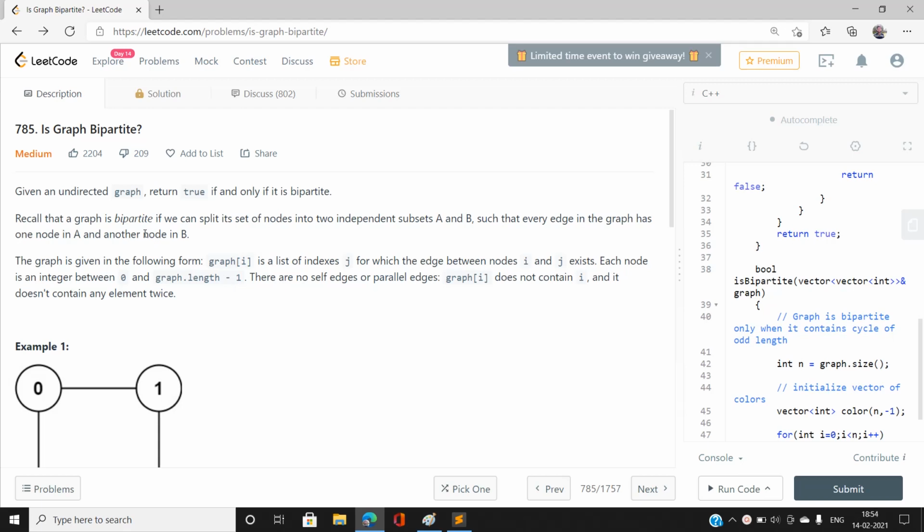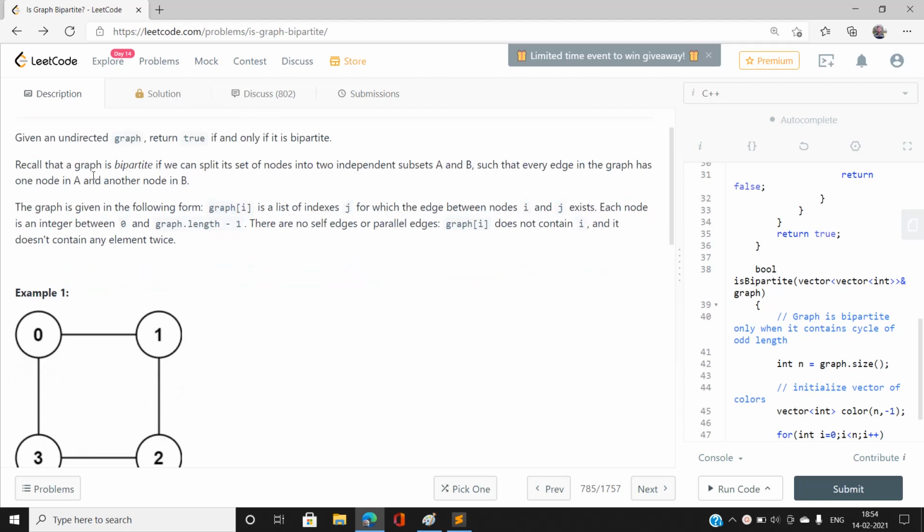I am back again with LeetCode problems, and today our problem is Graph Bipartite, problem index 785, and the problem is of medium type. So let's jump directly into the problem statement. In this problem we have been given an undirected graph, and we have to check if the graph that is given to us is bipartite or not. If the graph is bipartite, we have to return true, otherwise we are going to return false. So what is a bipartite graph?